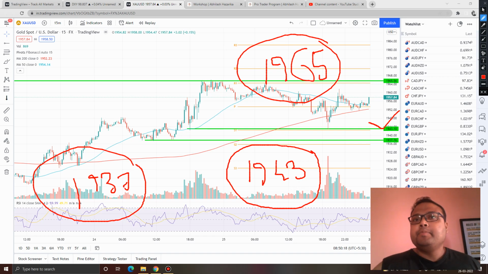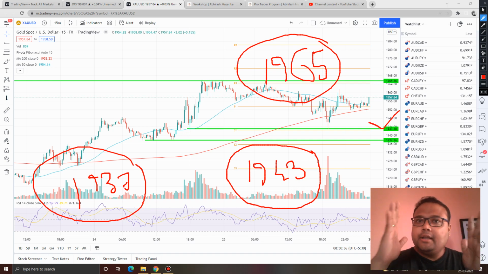But keep in mind, these are the levels from the lower time frame. These are important for day traders only, and risk management is supreme. Use it. And though we have 1965 at the top, you should not be taking a sell position blindly.